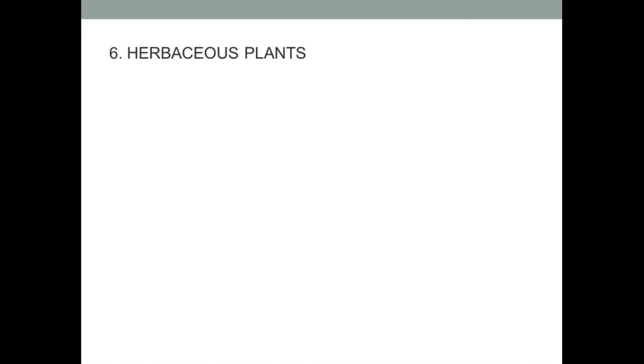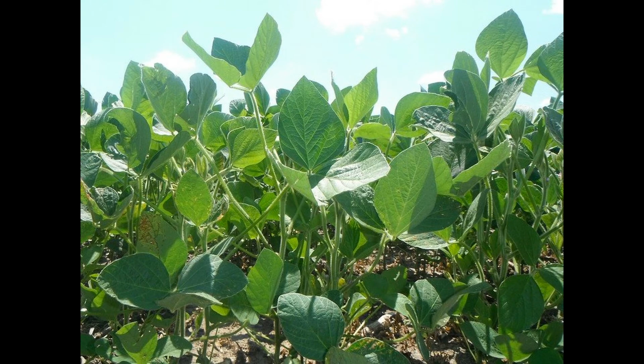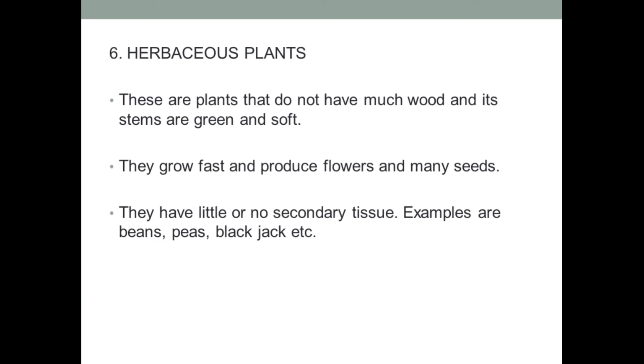Next, we have herbaceous plants. And herbaceous plants do not produce much wood, or they may not even produce wood at all, and they have got a green and soft stem. They grow very fast and produce flowers and many seeds, usually in a very short period of time. They have little or no secondary tissue. Examples of such crops are beans and peas, and also blackjack, which is a common weed.